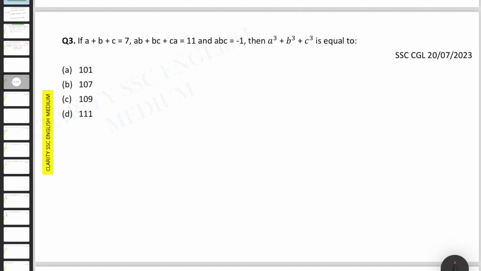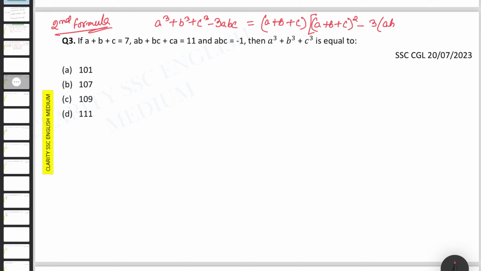This is the second formula. Let me write the formula for you. a cube plus b cube plus c cube minus thrice abc is equal to (a plus b plus c) times ((a plus b plus c) whole square minus thrice (ab plus bc plus ca)). This is the second formula that we have written in the earlier session. So let's try to calculate this question.